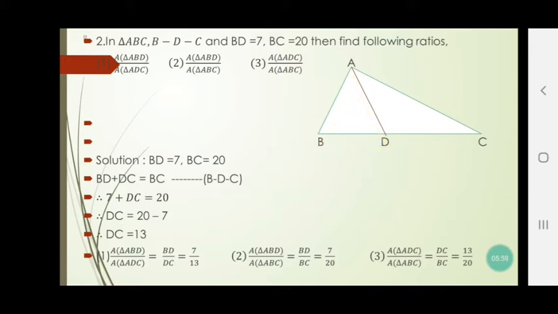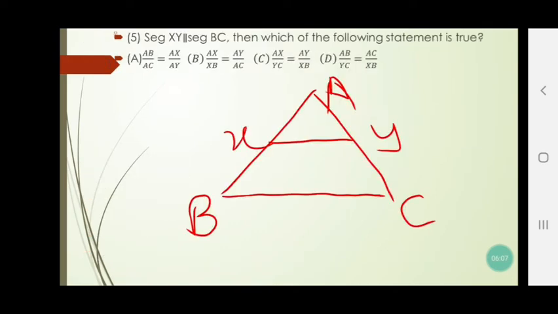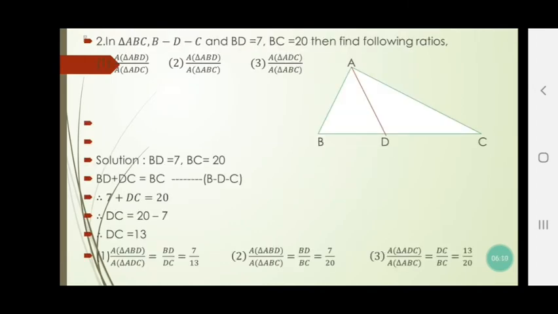Now area of triangle ABD upon area of triangle ADC will be equal to BD upon DC. The length of BD is 7 and length of DC is 13, so it is 7 upon 13. We go on to the next one: area of triangle ABD upon area of triangle ABC. Again it is equal to the ratio of their bases. ABD's base is BD and ABC's base is BC, so that is equal to 7 upon 20.